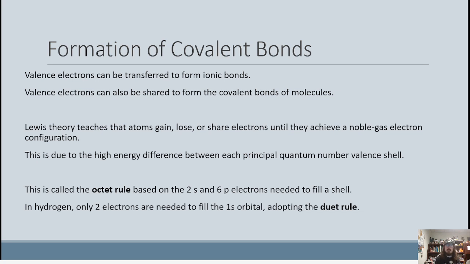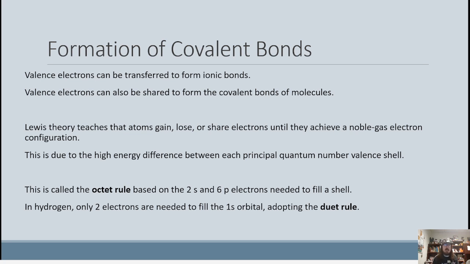This whole filling out the s and the p orbitals. Octet. 2 from the s, 6 from the p, they add up to 8. Remember, there's only one s orbital, but it can hold 2. Only 3 p orbitals, but each p can hold 2.